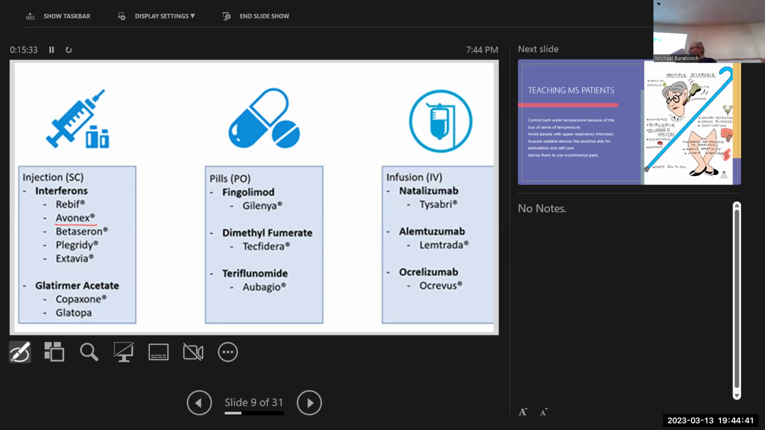Interferons are used a lot. They're not cheap. So a year's supply of interferon is 81 grand. Not cheap. That is a year's supply. That's still a lot of money.